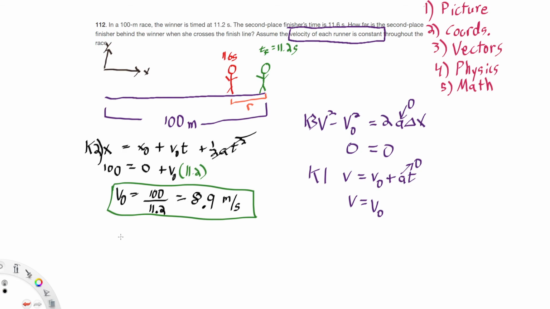All right. So similarly, we can find an initial velocity for the red runner. Red runner takes 11.6 seconds to complete the race. So they are a slightly slower 8.62 meters per second. 8.6.